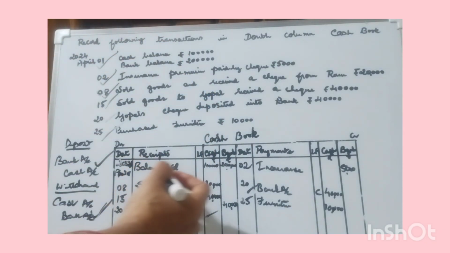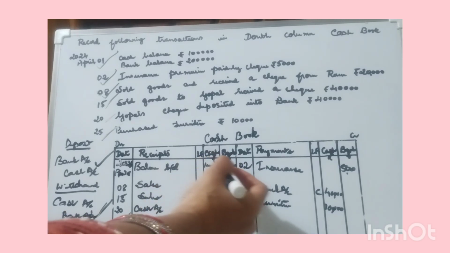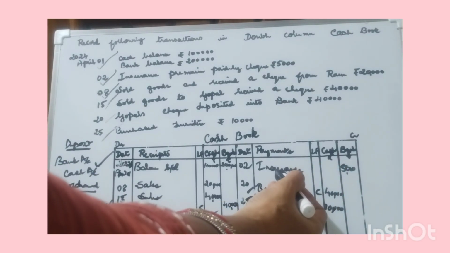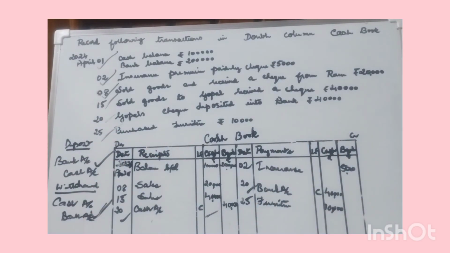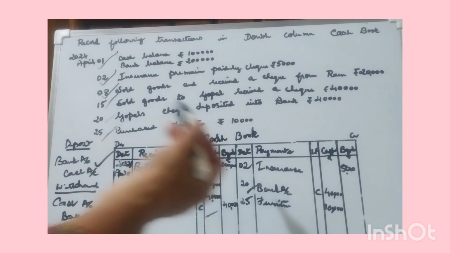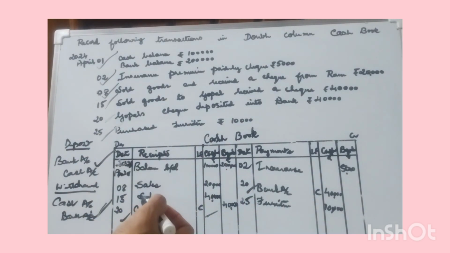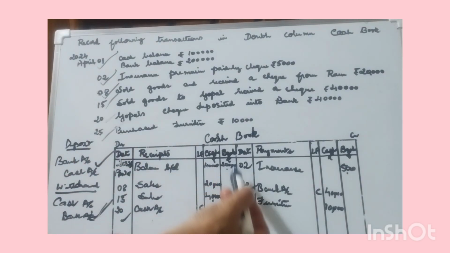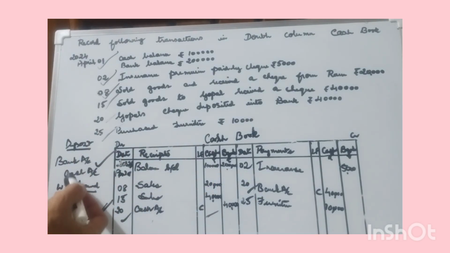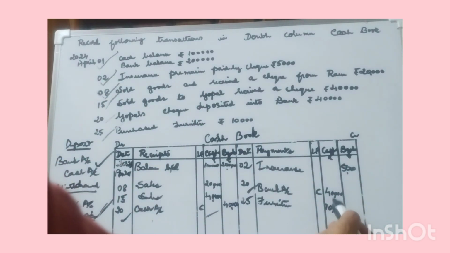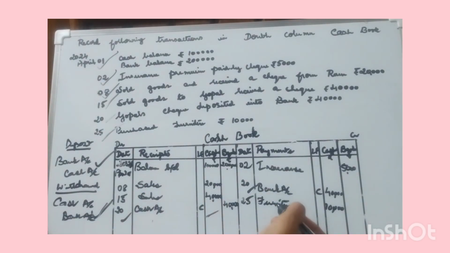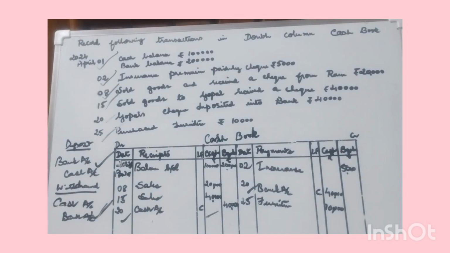Cash balance, bank balance, recorded as balance brought down, opening balance, under cash column, bank column. Insurance premium paid under credit side, insurance, bank column. Sold goods and received a check, sales account, under cash column. Sold goods to Gopal and received a check, once again sales account under cash column. Gopal's check deposited into bank, so the entry will be bank account debtor to cash account. Bank account has to be debited, cash account has to be credited. Purchased furniture, once again credit side, furniture account under cash column.